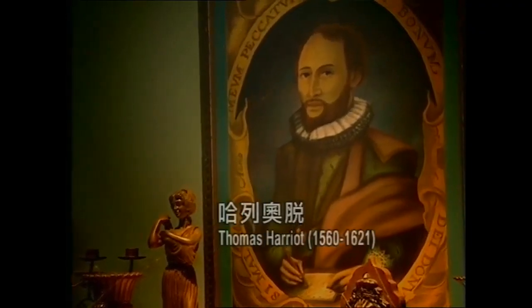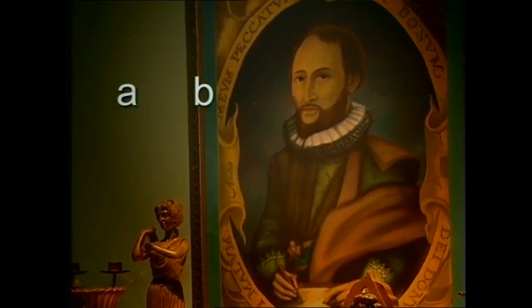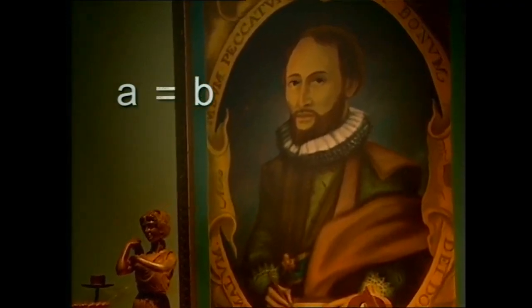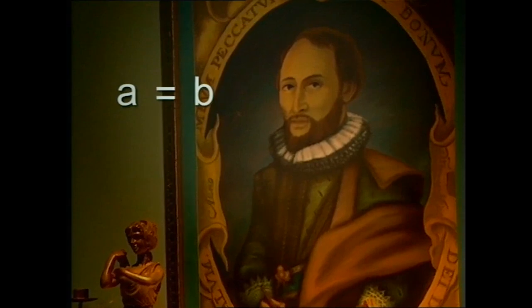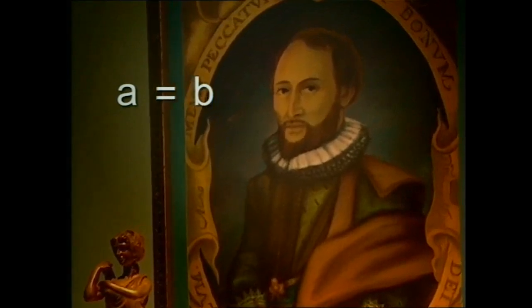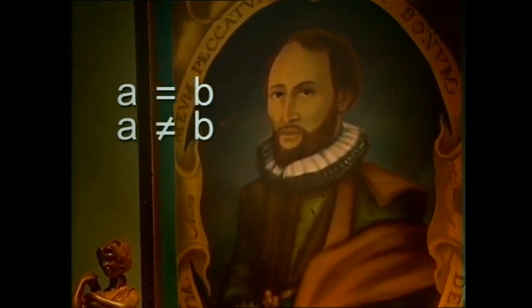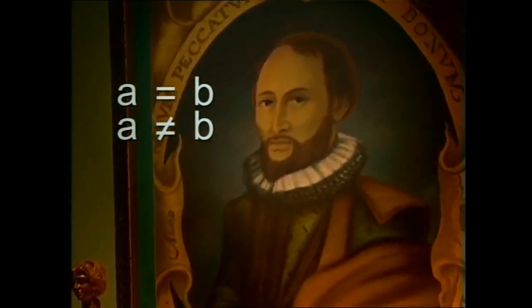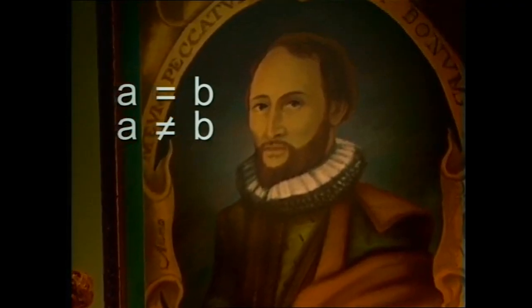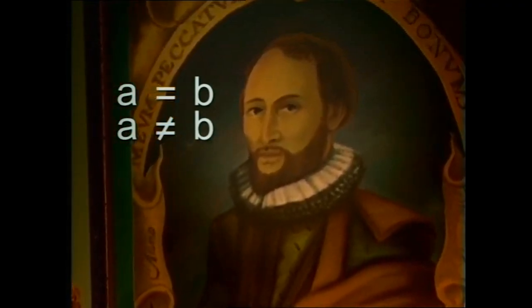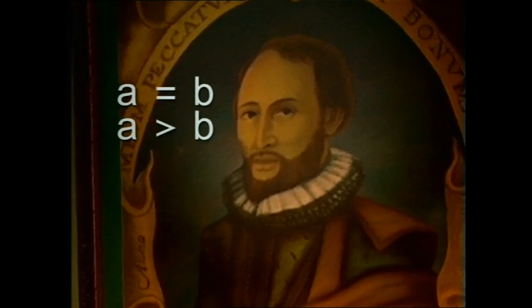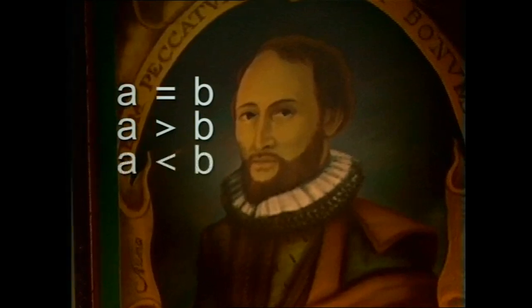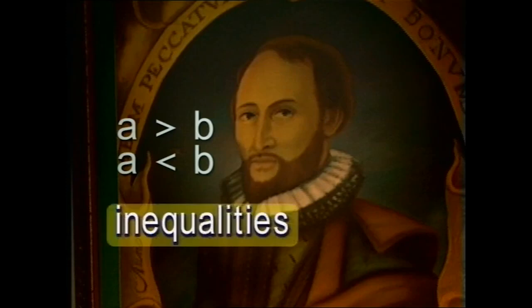That's right. For any 2 values, A and B, their relationship may be that they are of the same value. That is, A equals B. Otherwise, they are not equal. That is, A is not equal to B. If A is not equal to B, then it may be that A is greater than B, or that A is less than B. These 2 relationships are called inequalities.